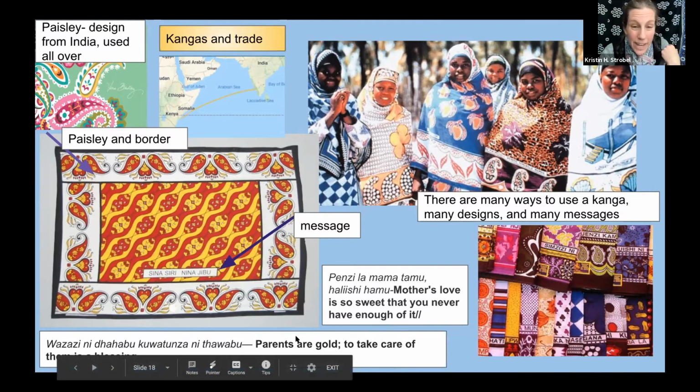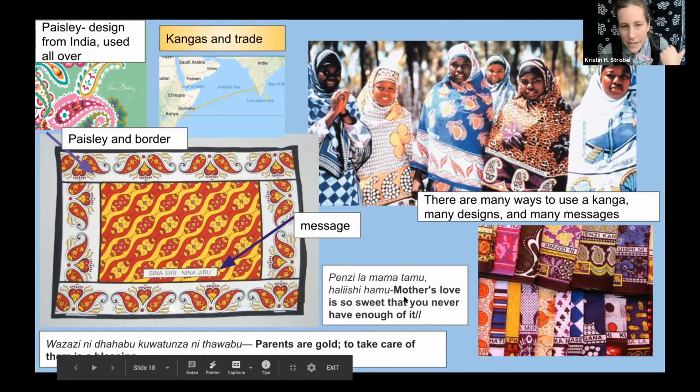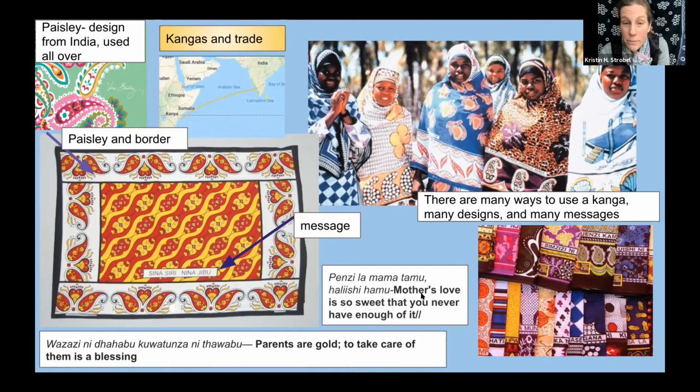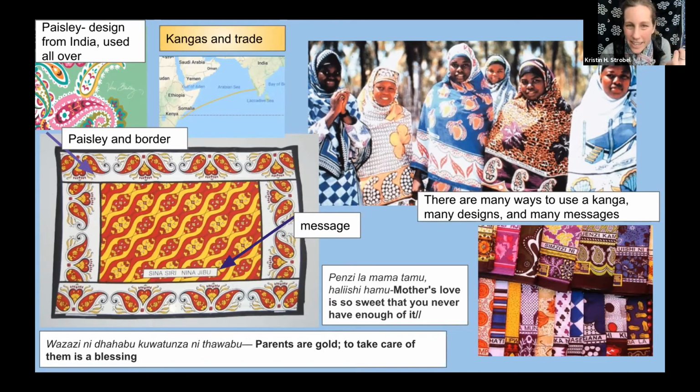For example, they often have many different types of messages, right? "Parents are gold, to take care of them is..." or another, "A mother's love is better than gold," right? That would be a really nice thing if you were happy with your mother and you might wear that. But what if your mother-in-law is in the house and is not treating you well, right? Then you might also go out and buy "A mother's love is better than gold" to remind her that she should be loving you a little bit better. And so there are really interesting messages and different ways that these messages can be used.